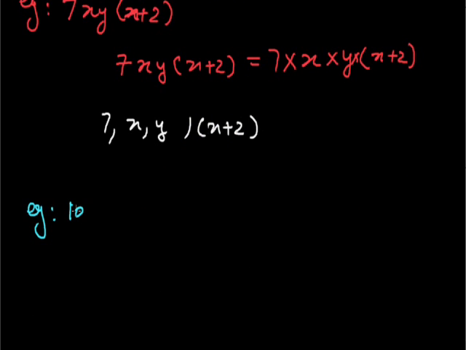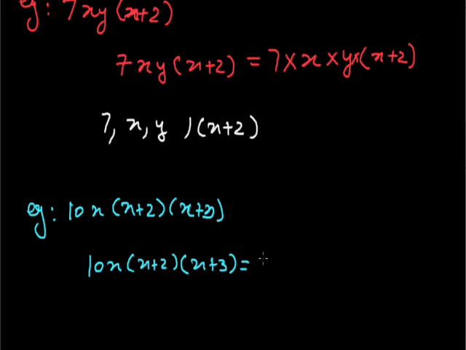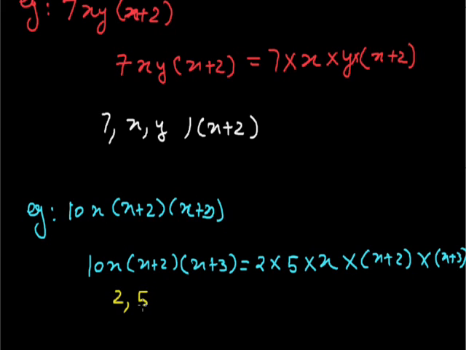Another example, 10x (x plus 2) (x plus 3). Factors of 10x (x plus 2) (x plus 3) are 2 into 5 into x into (x plus 2) into (x plus 3). Thus its factors are 2, 5, x, (x plus 2) and (x plus 3).